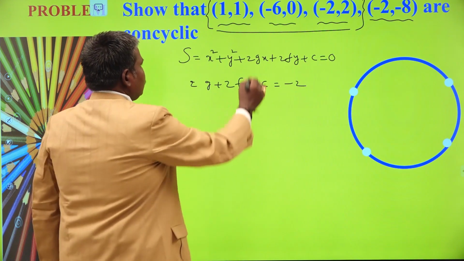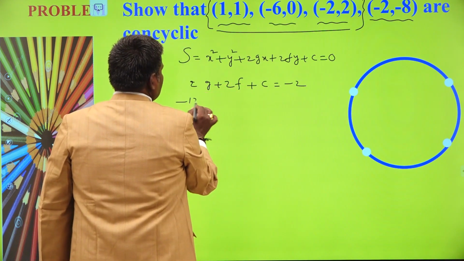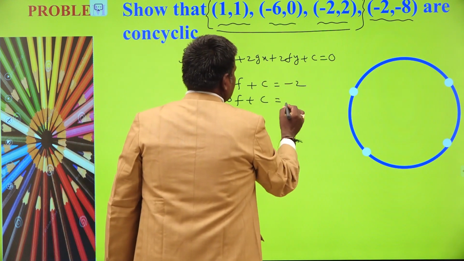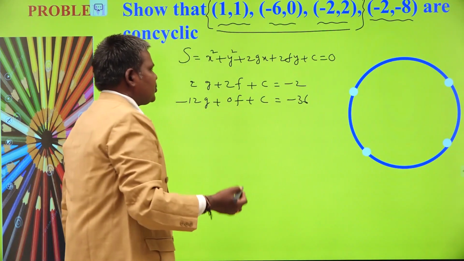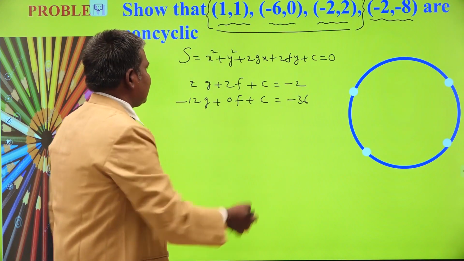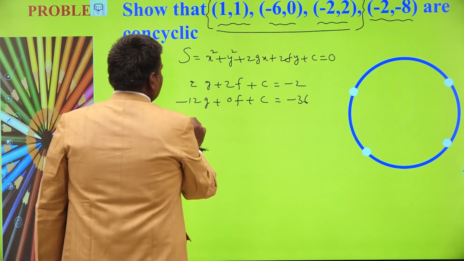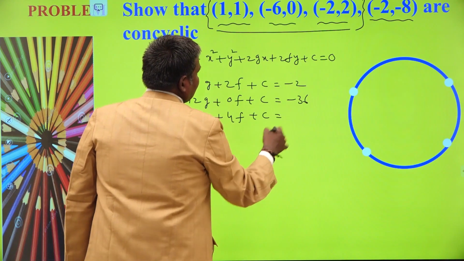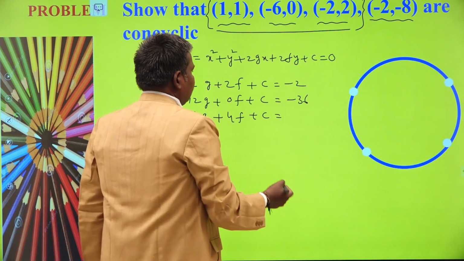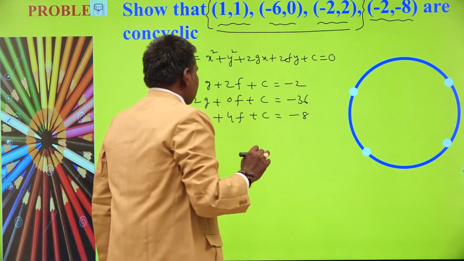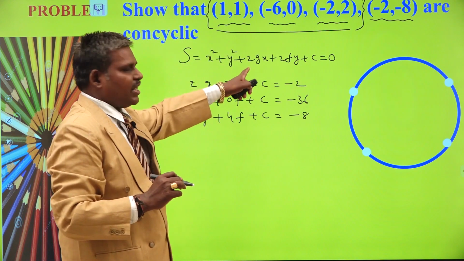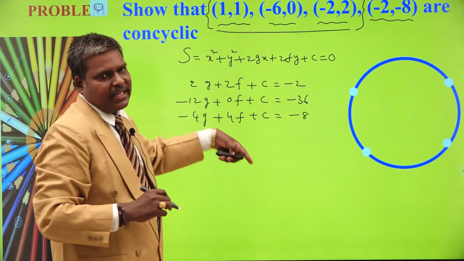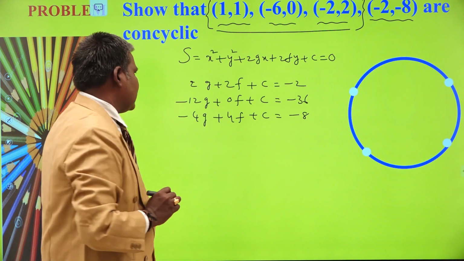Okay. Substitute minus 6, 0 here. What happened? Minus 12g plus 0f plus c is equal to minus 36. Because 36 plus 0, 36, when it is coming to the right side, minus 36. Substitute the third point. What happened? Minus 4g plus 4f plus c is equal to 4 plus 4, 8. When it is coming to the right side, that is minus 8. When you are substituting the points, be very careful, because if you make a mistake in the calculation here itself, the entire solution will be changed. You get the wrong answer.